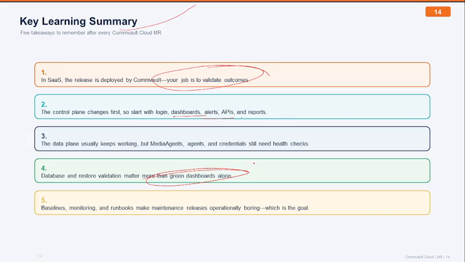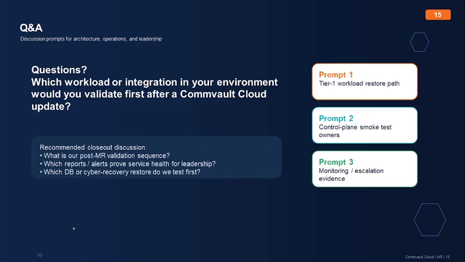Database and restore validation matter more than the green dashboard alone. Your job is not to monitor just the dashboard. What does it mean? You say the dashboard is working, the dashboard is looking good. Your job is not to stop here. You need to validate your database and restore as well. Baseline monitoring and runbooks make maintenance release operationally boring, which is the goal. Okay, I hope you understand each and every slide.